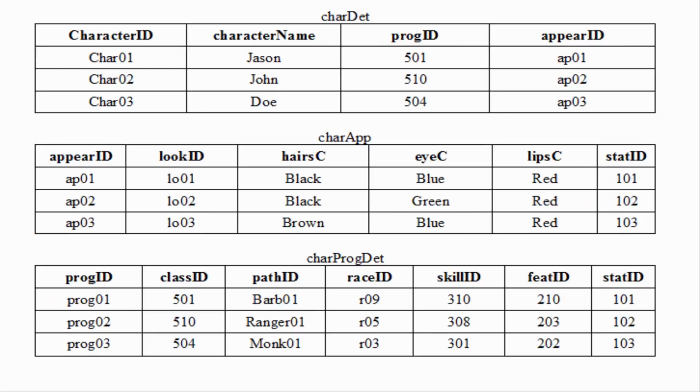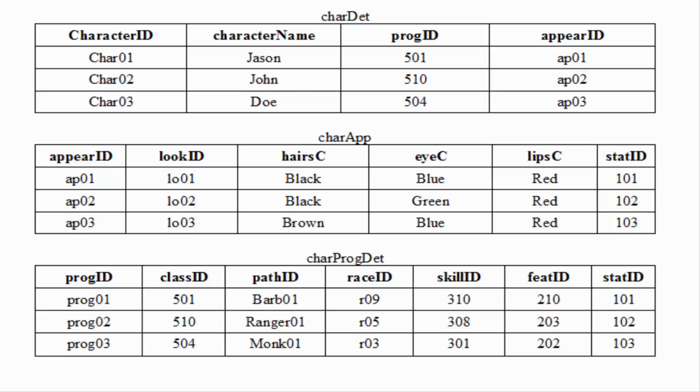Now this is the third normal form. The third normal form of this table also uses the tables from the second normal form, but also uses additional tables to provide more support.